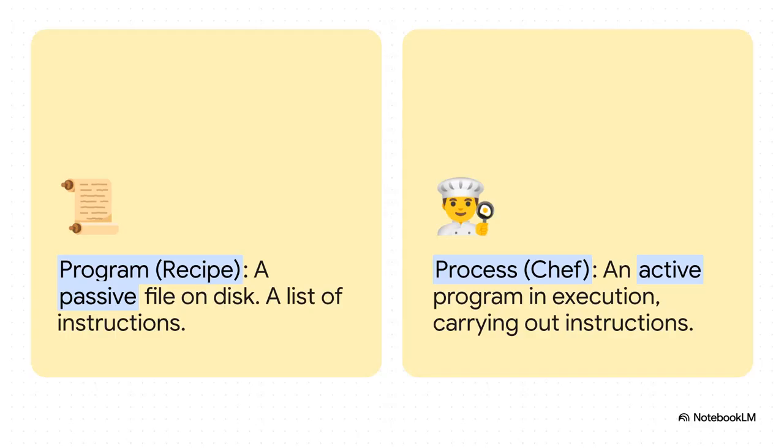Okay, so what is a process, really? The best way to think about it is with an analogy. A program, that's like a recipe in a cookbook. It's just a passive list of instructions, sitting there on your hard drive, not doing anything. But a process, well, that's the chef in the kitchen, actually cooking. It's that same program, but now it's in execution. It's active, it's using resources, and it's making things happen.